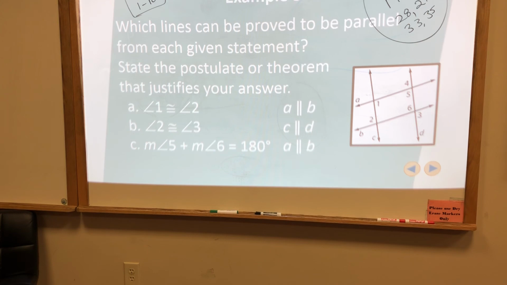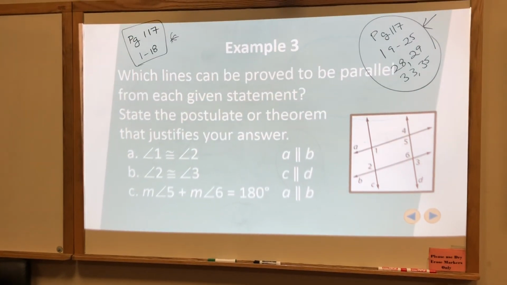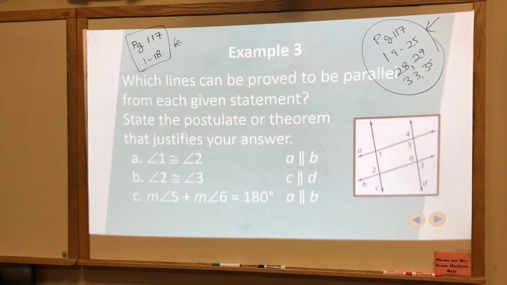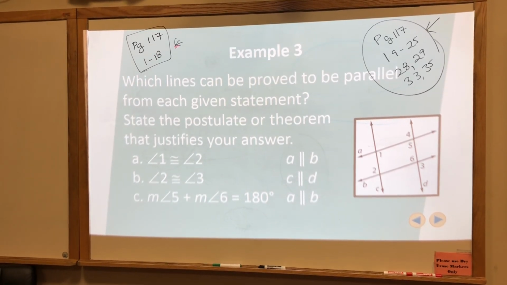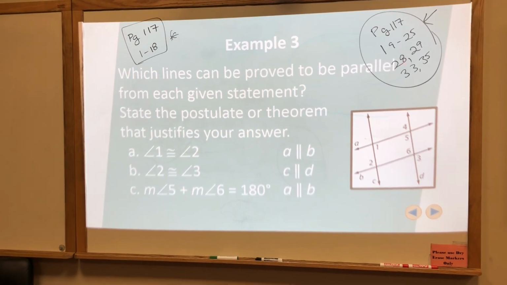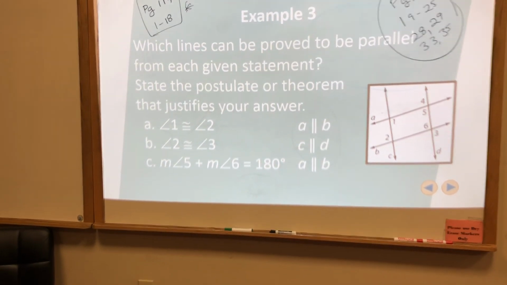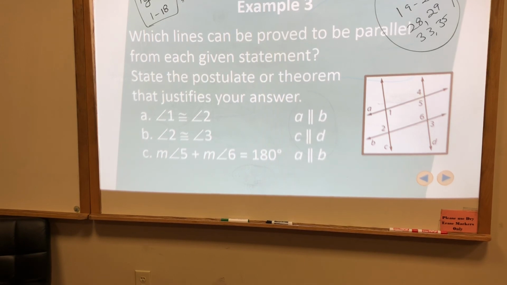I'm going to turn this up just a tiny bit because I think you missed the homework. So once again, it is page 117, 1 through 18, in one color ink. Page 117, 19 to 25, 28, 29, 33, 35. That's what you'll do together. Everybody has to write it. It can't be one person writing for the whole group. You'll have new partners, new groups, that will be assigned by the teacher who will come in on the next day.